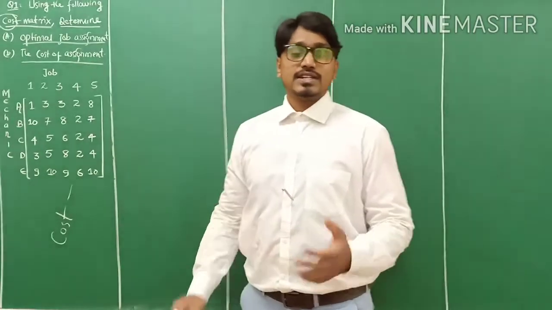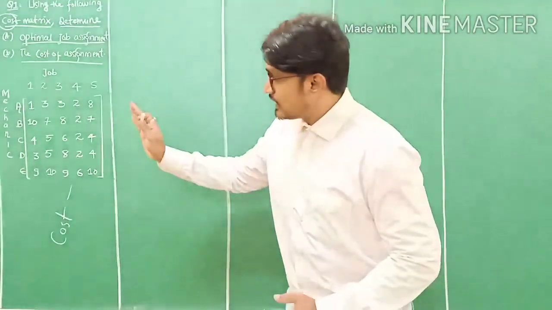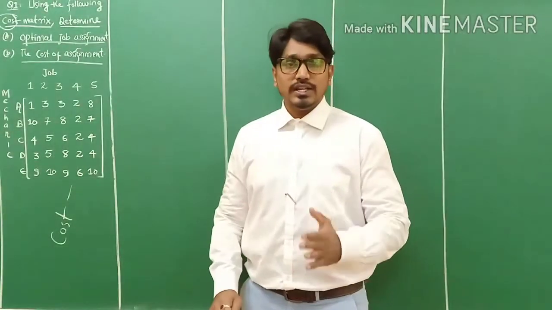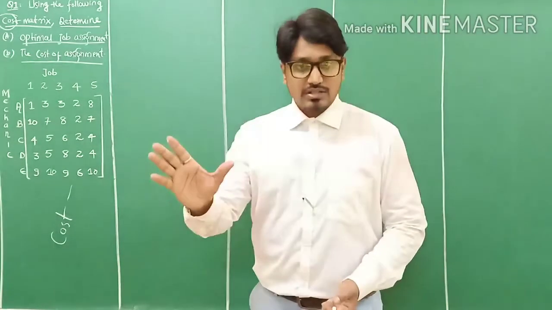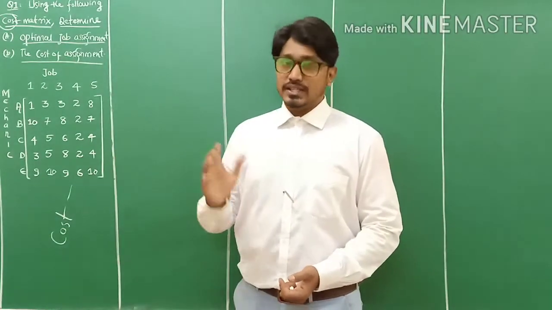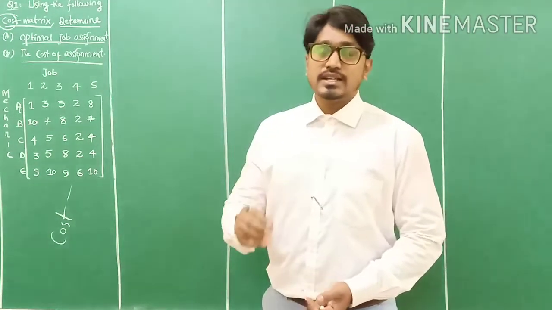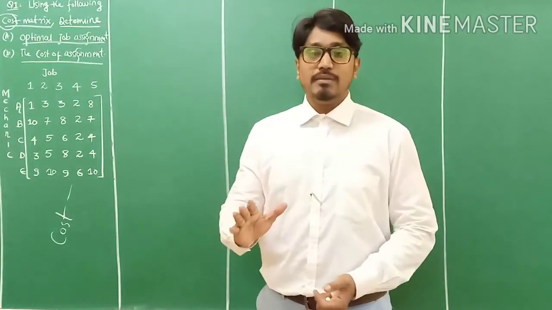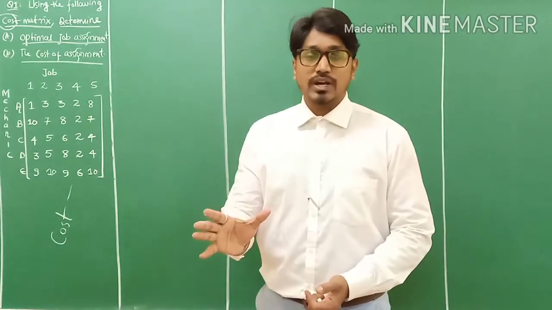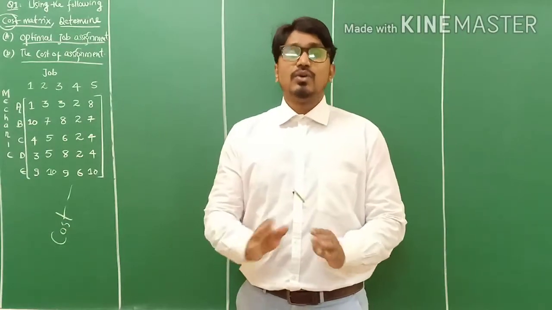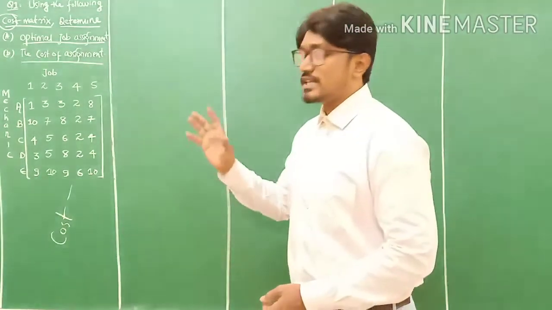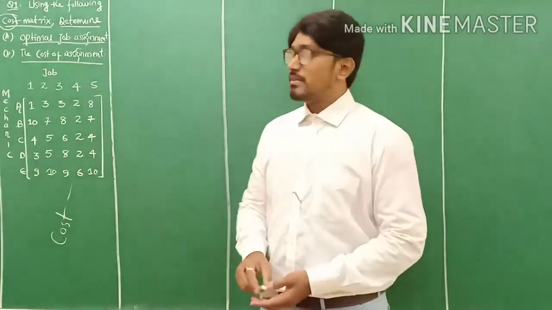So it is a square matrix. Already a cost matrix, already a square matrix. No need to convert into a cost because it is already in cost. And no need to make it square. No need to add any dummy row or dummy column to make it square because it is already a square matrix. So already two conditions are fulfilled. It is a very, very easy question to proceed further, my friends.